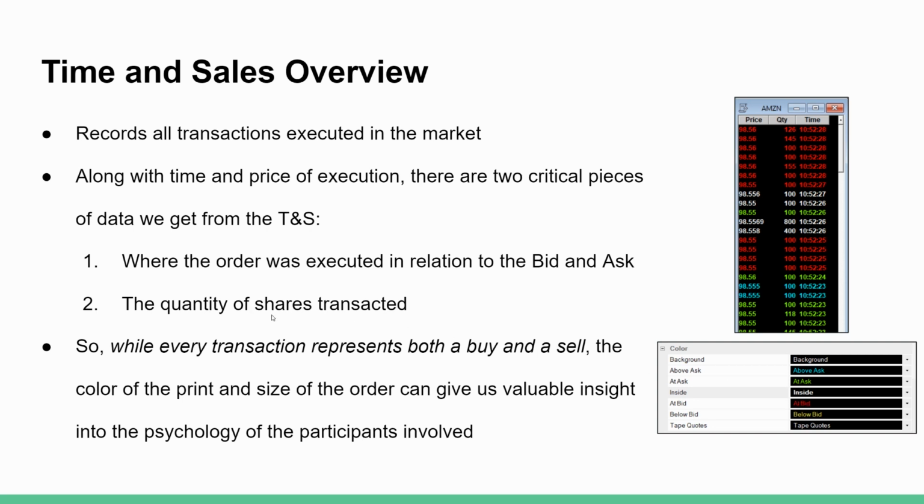The second piece of information that we're getting, which is also super important that I'm not going to discuss as much today, is the quantity of shares being transacted, right? But in the simplest terms, that just tells you how large the participant is. So again, while yes, every transaction represents both a buy and a sell, right? That's obvious. The color of the print and also the size of the order can give us some very valuable insight into the psychology of the different types of participants that are involved in that transaction.